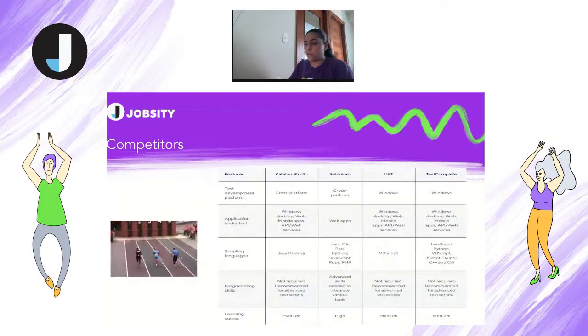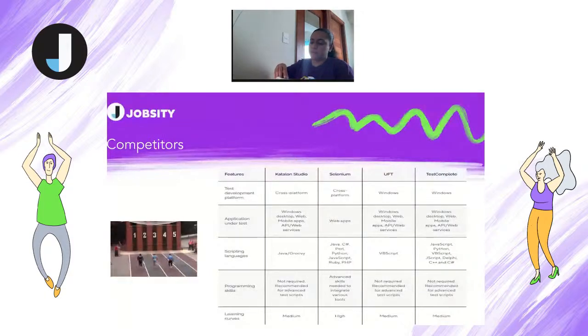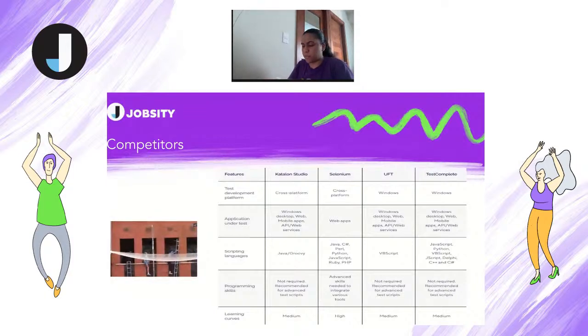So Katalon, as all software tools in the market, has its own competitors. For analyzing this comparison, we need to see the 5 key features of any automation tool nowadays. First, we have the test development platform. Katalon Studio is cross-platform, but we have competitors like UFT and TestComplete that can only be built on Windows. Also, since Selenium is built under the hood of Katalon, it's using cross framework too.